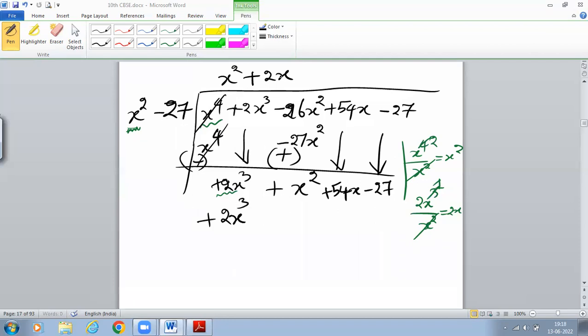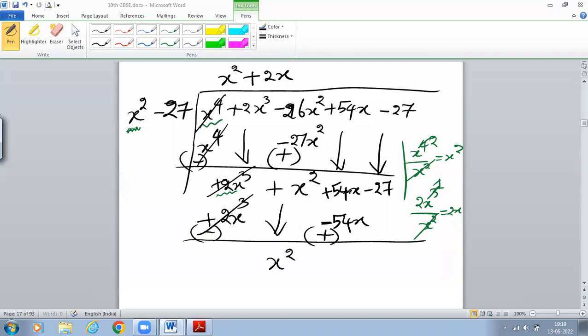Now minus 27 into 2x, listen carefully now, minus into plus is minus, and 27 into 2 is 54, 54 into x is 54x, so it becomes minus 54x. Now I'm going to subtract. While subtracting, this plus becomes minus, and this minus becomes plus. Now plus 2x cube minus 2x cube gets cancelled. This x square comes down. Now here plus 54x plus 54x. What is the answer? Plus 108x.